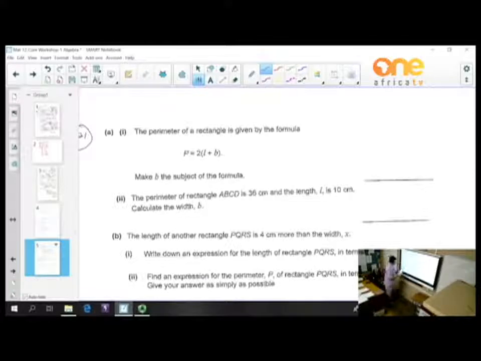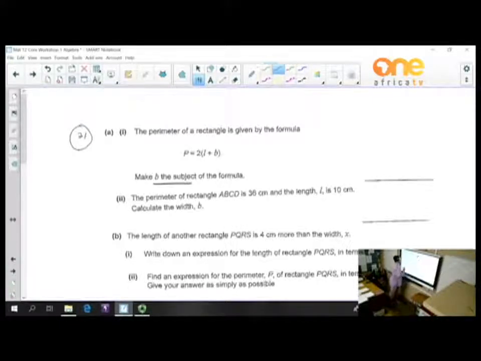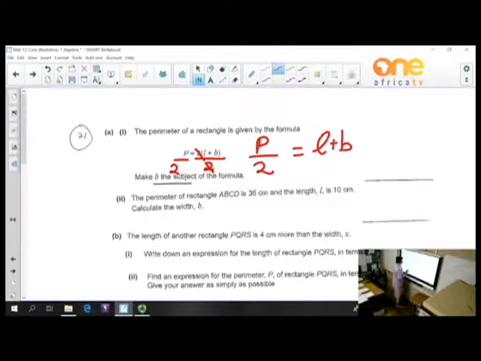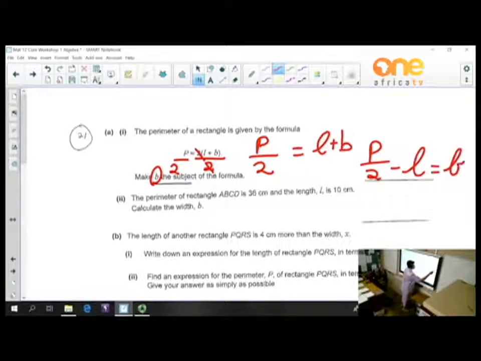Oh, to me, it's this one. The perimeter of a rectangle is given by the formula, make B the subject. This is what we did already now and looked at every time. Make B the subject. So we're going to use the rules. I will in the first place get rid of the 2. So that will then be P divided by 2. Because it's always opposite operations. So to get rid of the 2, you divide by the 2 here and cancel. So it is equal to length plus breadth. But the breadth must be the answer. So it is then P over 2 minus the length, which will give you the breadth.